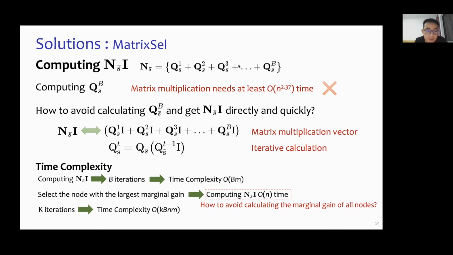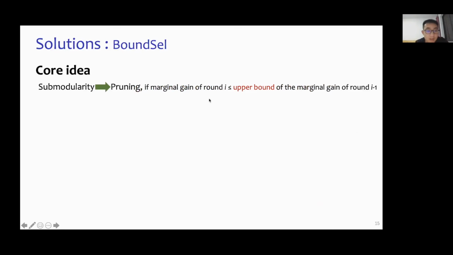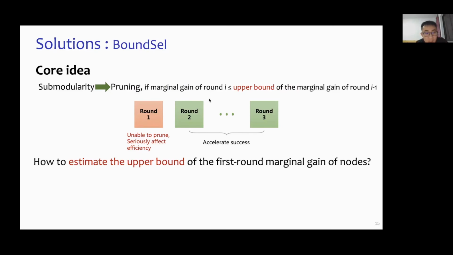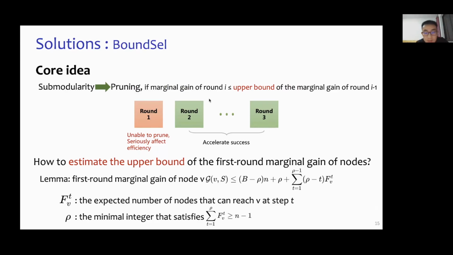To further improve the efficiency, we try to find some way to avoid calculating the marginal gain of all nodes in each iteration. So we devise the bound-based selection, BoundSel. The core idea of this method is proving that the marginal gain of a node in round i is less than or equal to the upper bound of its marginal gain in round i minus 1. But this strategy cannot work for the first round. To estimate the upper bound of the first round marginal gain of nodes, we propose this lemma.